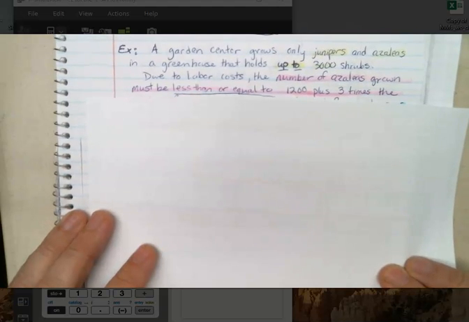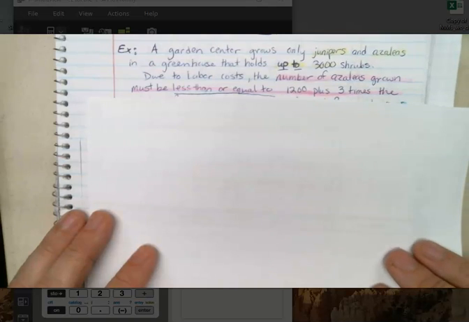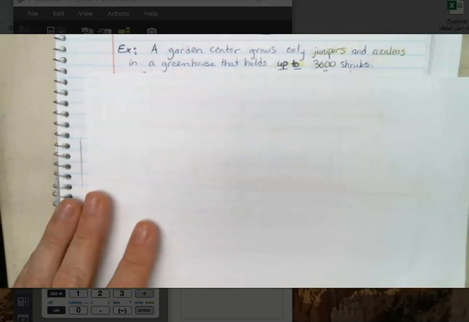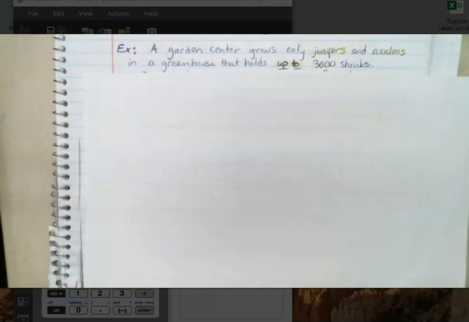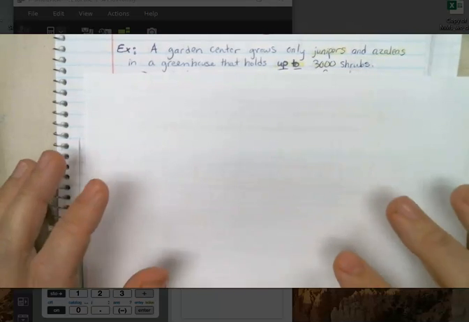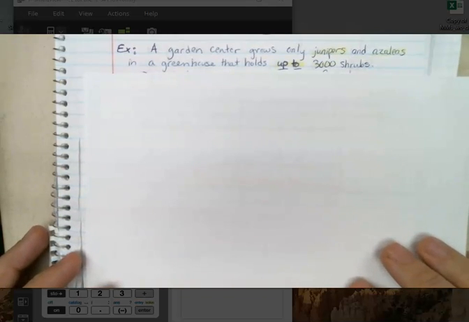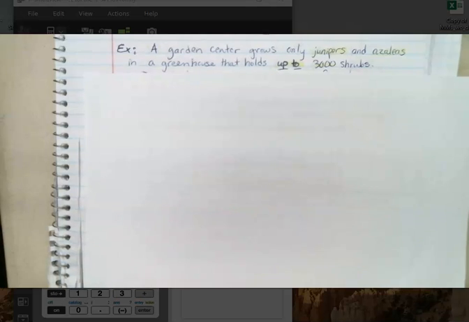So here we go. We've got a garden center that grows only junipers and azaleas in a greenhouse that holds up to 3,000 shrubs. I've already highlighted some stuff in the first sentence. I've got two variables. Mr. Edmondson is mowing today, he's not going to mow the junipers or the azaleas. But I've got two things, and I'm going to have to pick which one is going to be on the x-axis and which on the y-axis. And you can already see that in your notes.